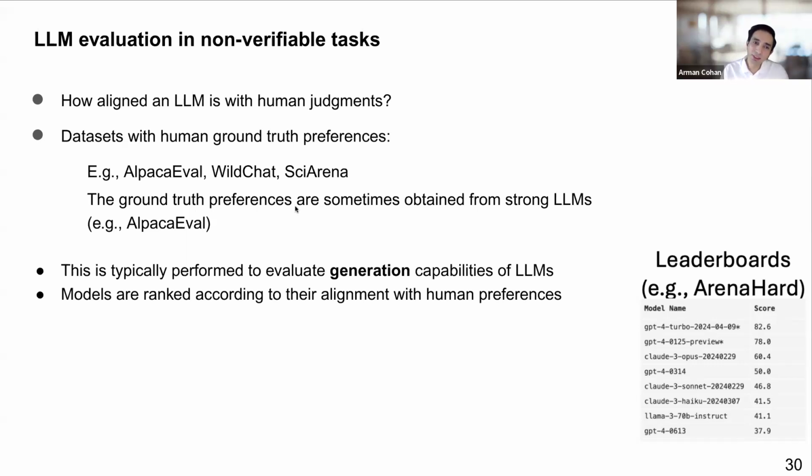Sometimes these ground truth preferences are obtained from a strong LLM and are not human annotated. Things like AlpacaEval, that people evaluate on, use, I think, GPT-4 or GPT-4o as the evaluator. This type of evaluation is done to evaluate how good an LLM is in generation. And then you get this type of leaderboards that people report on, things like Arena Hard or AlpacaEval. And these are used for evaluations in papers.